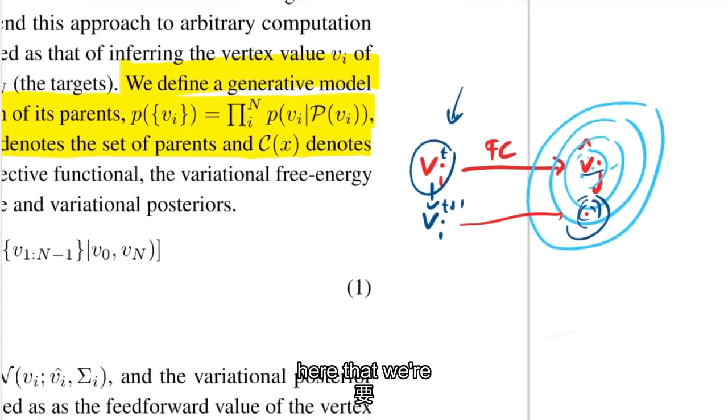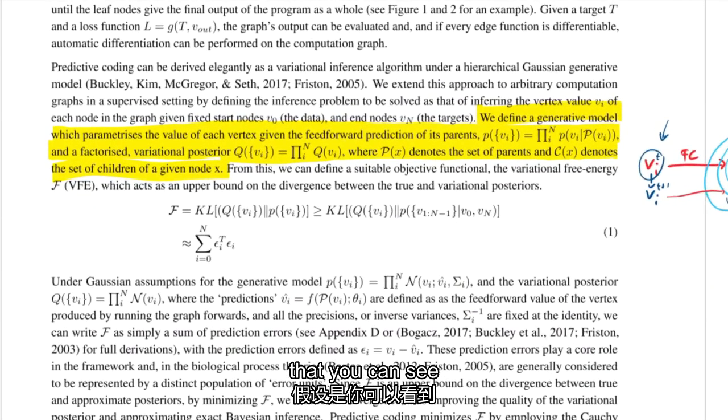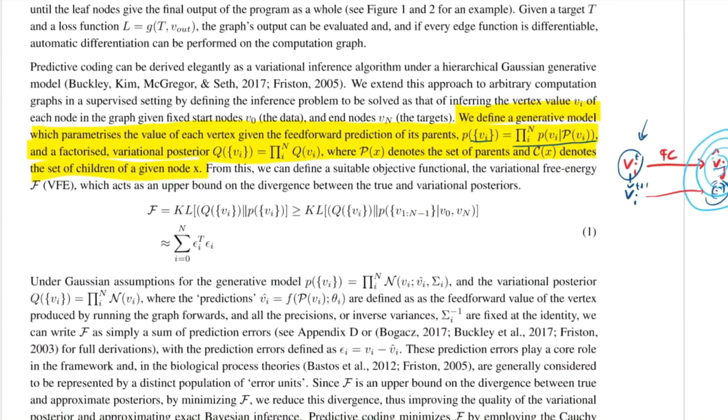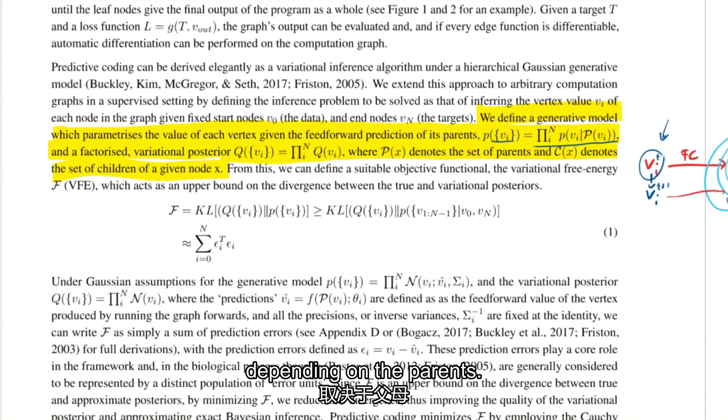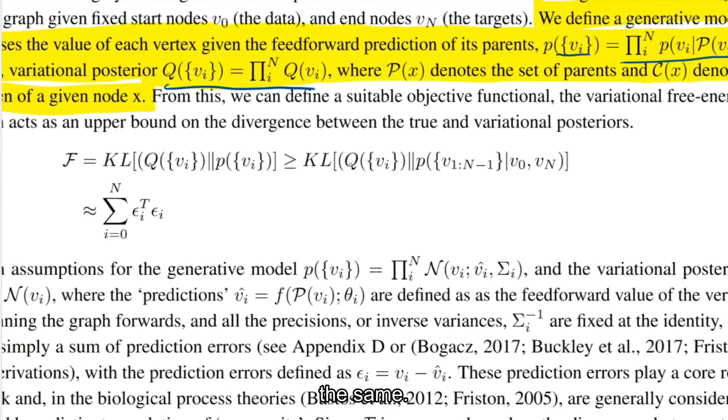And so the assumption here that we're going to make is that the value of each vertex is this model right here. This is the generative model, so it's a probability distribution depending on the parents, and we're going to approximate that by this variational posterior, which, as you can see, doesn't depend on the parents anymore. So it basically says that the distribution is not conditional. It sort of stays the same.